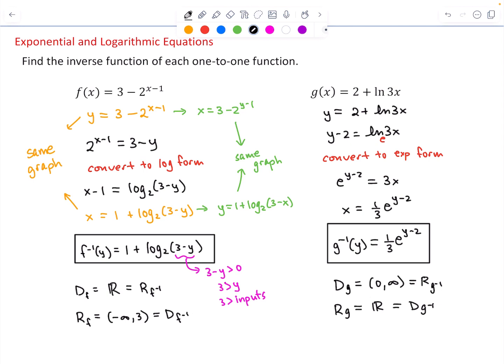This was to remind you, as discussed in a previous lesson, that domain and range switch when you compare a function with its inverse. Okay, and this concludes our lesson on solving both exponential and logarithmic equations.